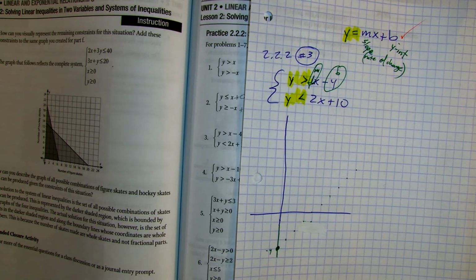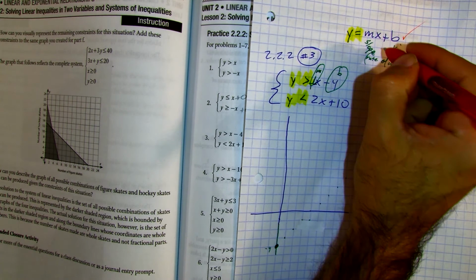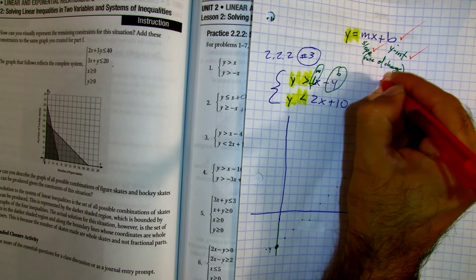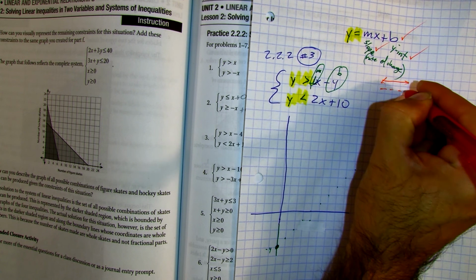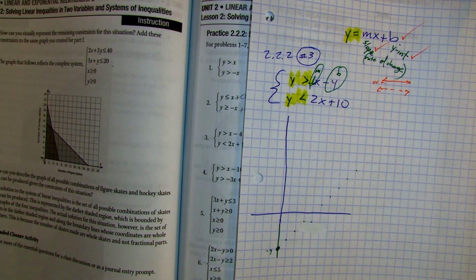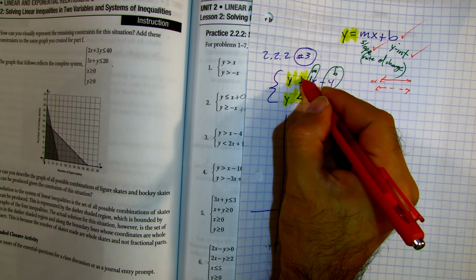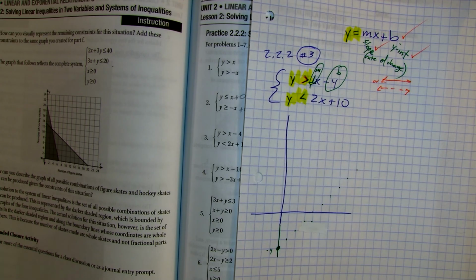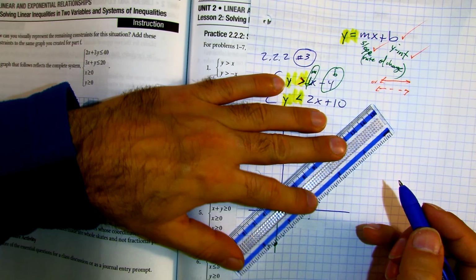And now I want to see, is it solid or dashed? How do we know? It's just greater than, so it's not equal to, which means it's going to be dashed. So I'm going to go in here with my blue and make a dashed line.